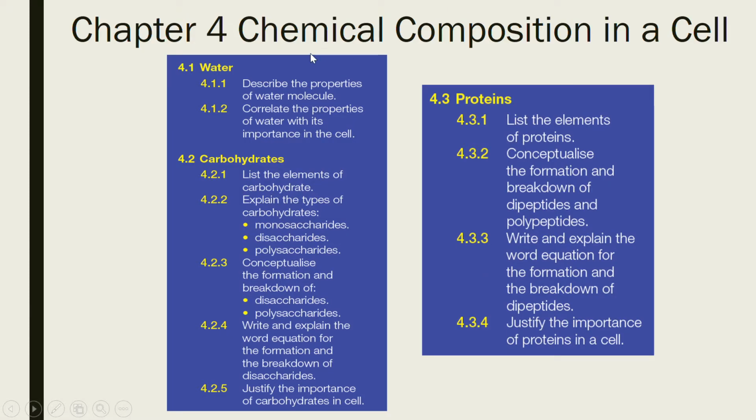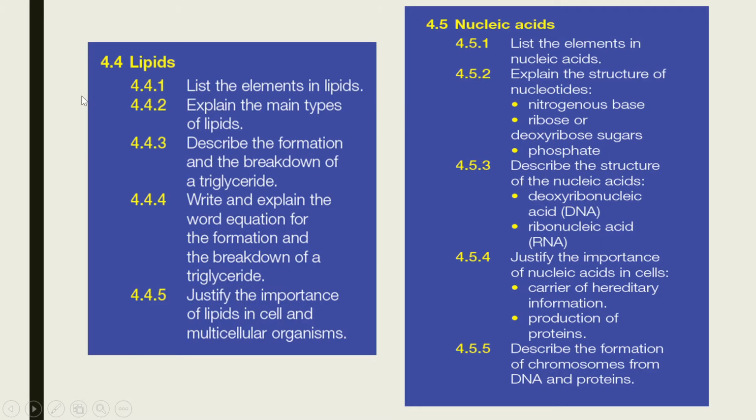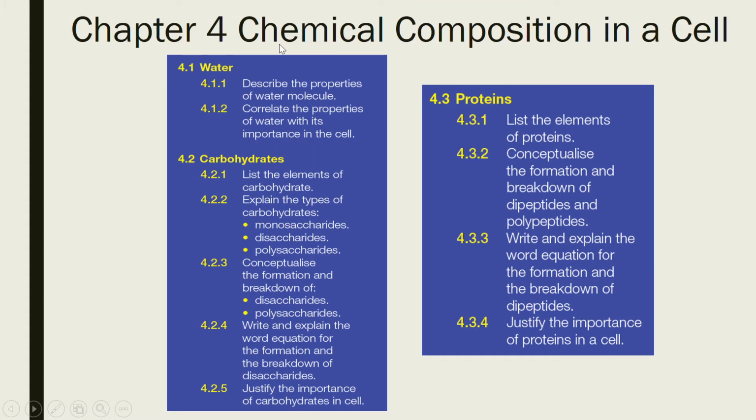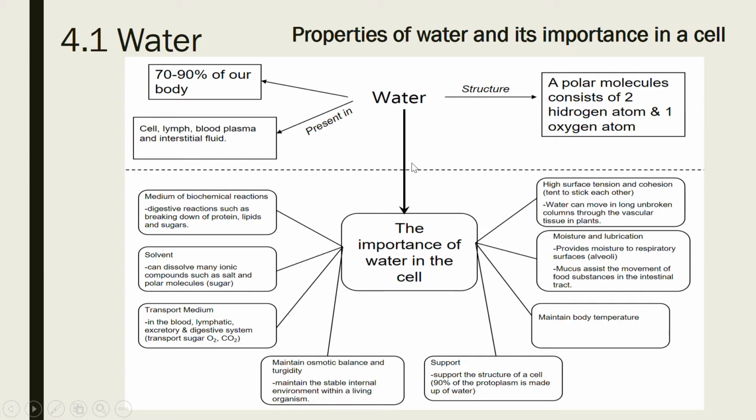So we will be looking at 5 major compositions in a cell, namely water, carbohydrates, proteins, lipids, and nucleic acids. Altogether, these are the 5 major compositions in a cell that we will be looking into. So let's look at the first one, which is water. And we will have to look at the properties of water and its importance in the cell.